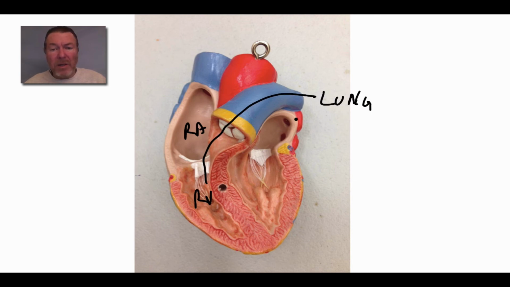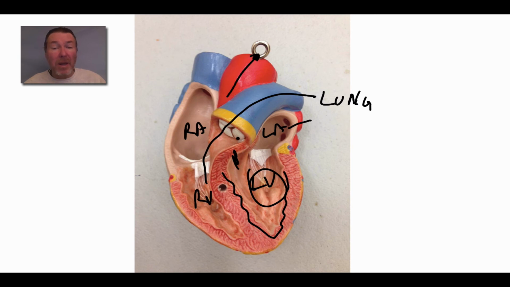Then from the lungs, it's going to travel into the left atrium and the left ventricle. And you can see how thick this muscle is right here, because it's got to pump all this blood up through this valve here. It's going to go under there, out through here, out to the aorta, into the rest of the body. And it's got to pump it under a lot of pressure.